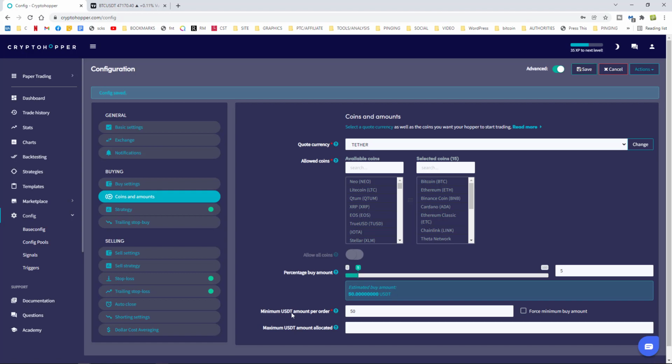Now, minimum USDT order 50, so we've got all that set to 50. If you slide this up, 50 is 5%. Look, 5% of 1,000. We slide that up to 10%. That would be 100, and obviously 100%. Let me slide this up. Come on.